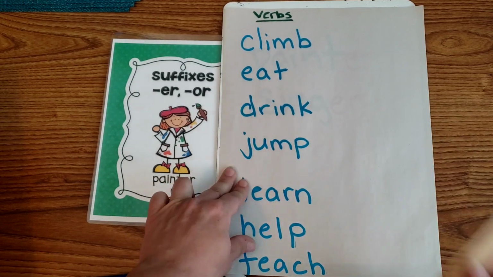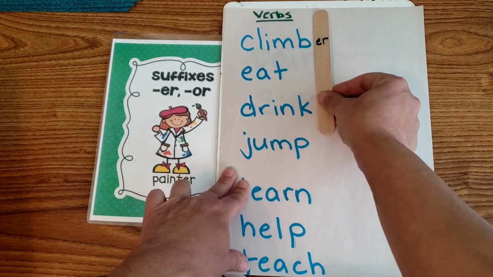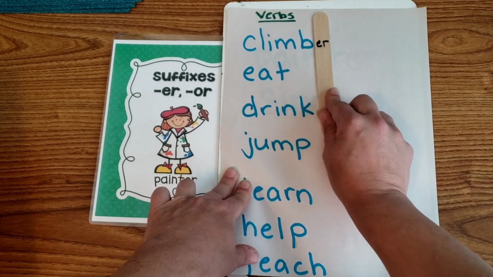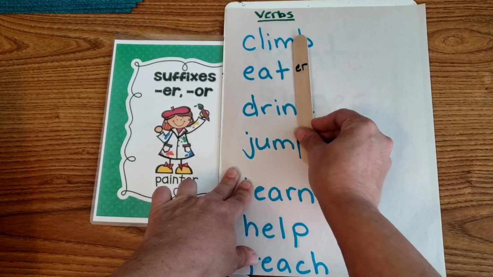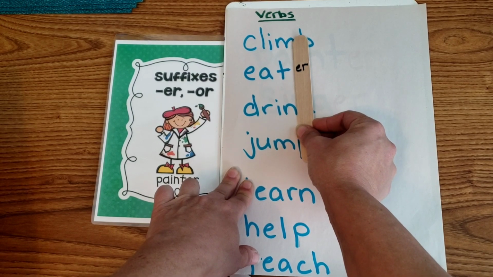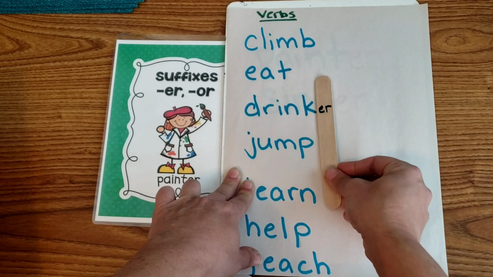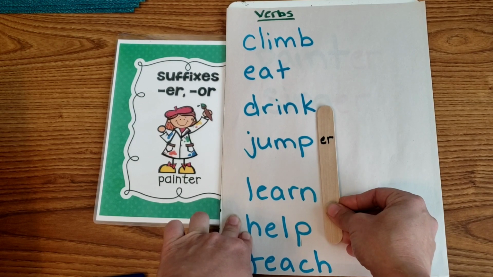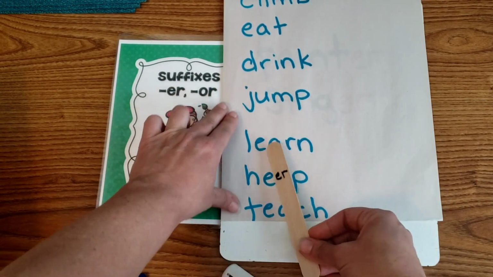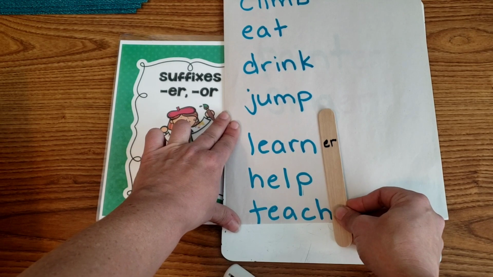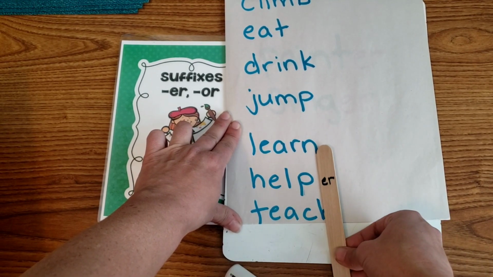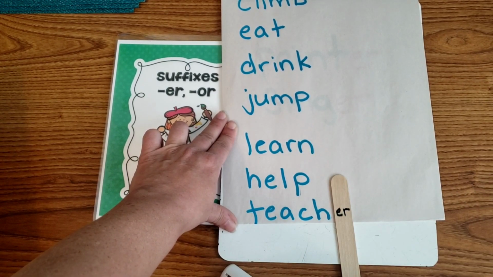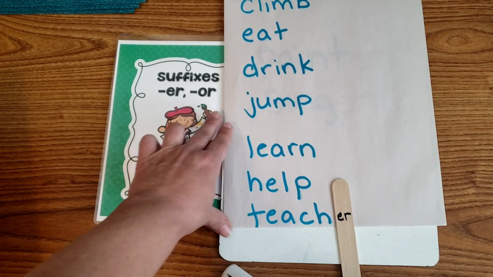It's our most common. So if I have the word climb and I add ER, now I have climber. And it means a person that climbs. I have eat. If I put my stick in front of it, it's now eater, a person that eats. Drink, drinker, a person that drinks. Jump, jumper, a person that jumps. Learn, learner, a person that learns. Help, helper, a person that helps. Teach, teacher, a person that teaches. So see what we did there?